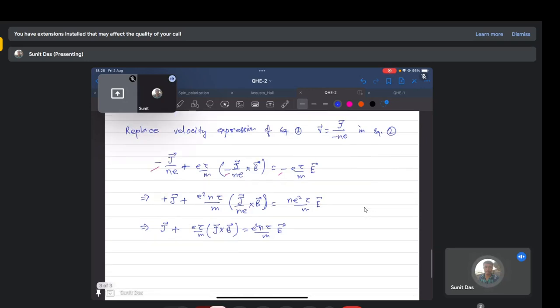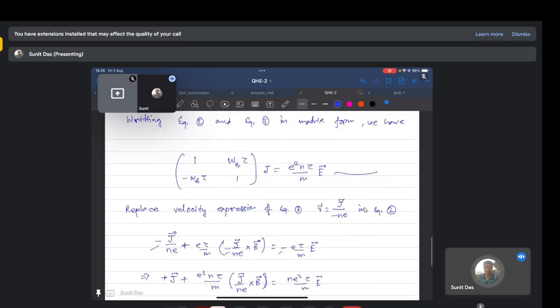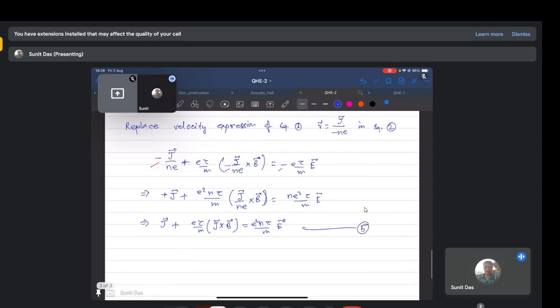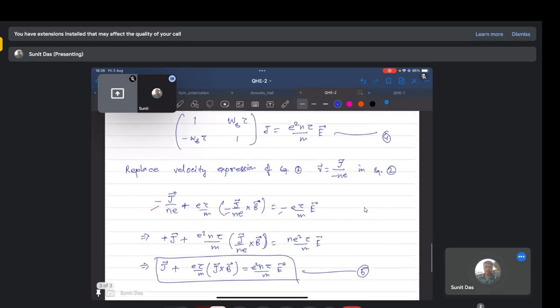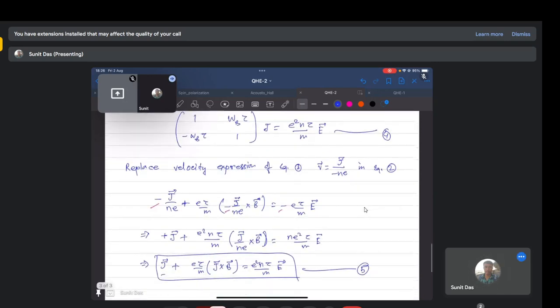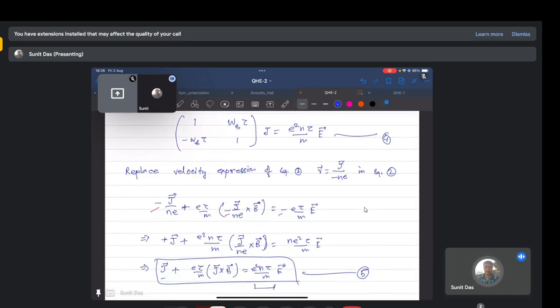So from this expression, let's call it 4, let's call it 5. From expression 5, it is very clear that we will directly get equation 4, right? So j cross b will not contribute in the direction of j, because j cross b direction is perpendicular to j. So the relation between j and e for the diagonal components is simply related by this term e square n tau by m.